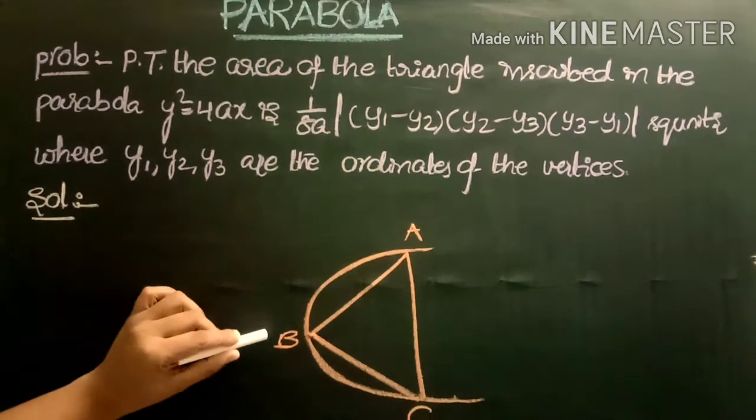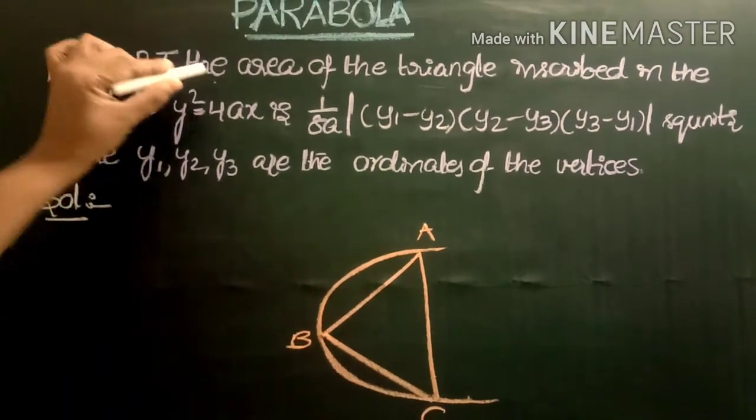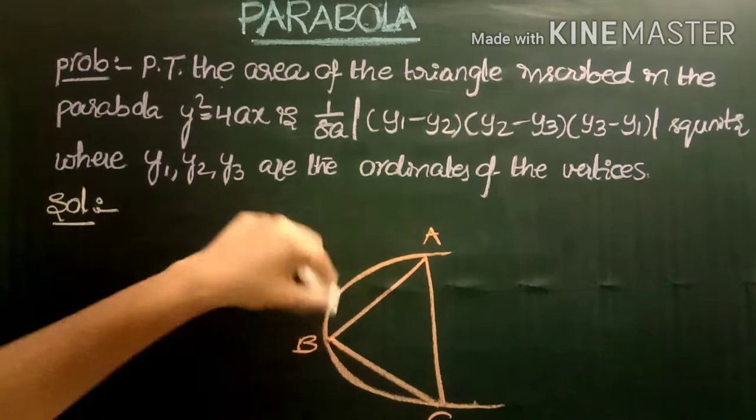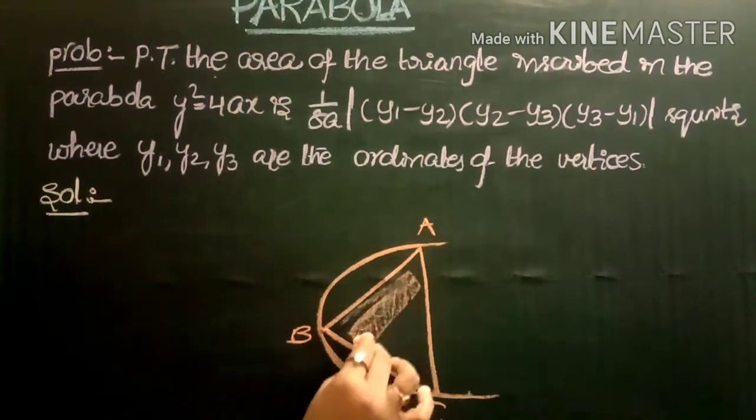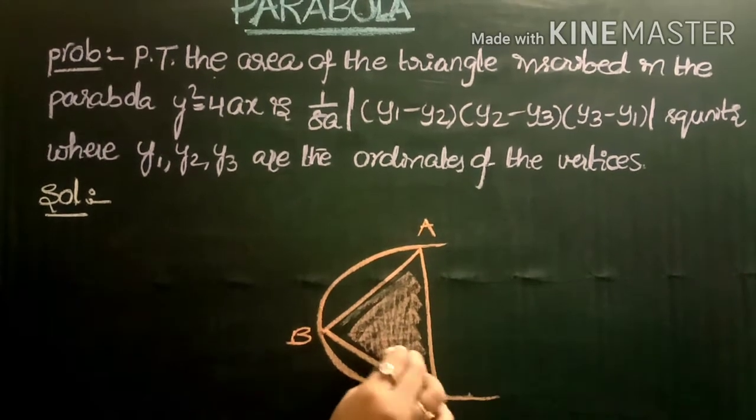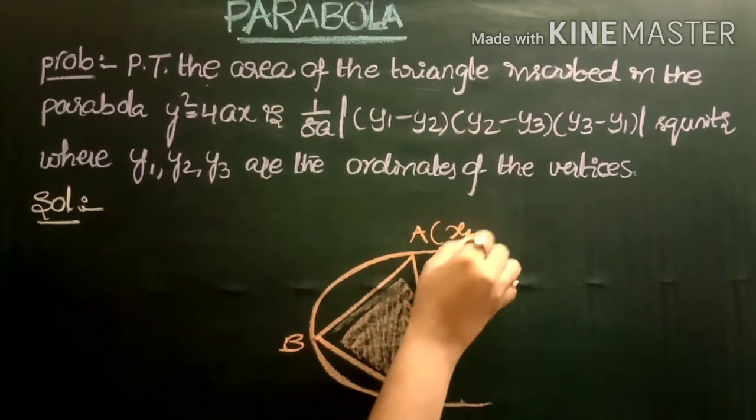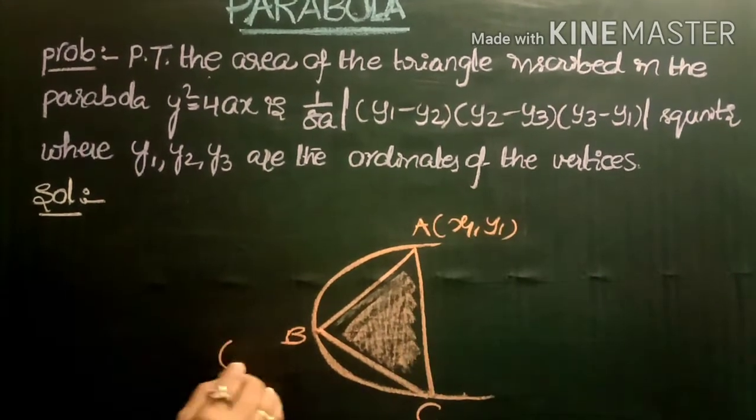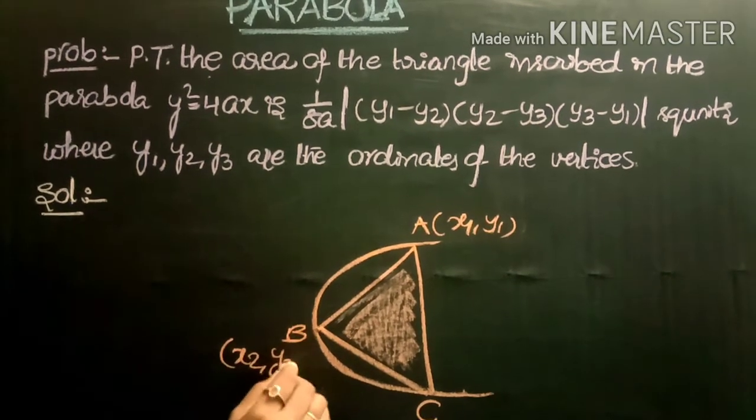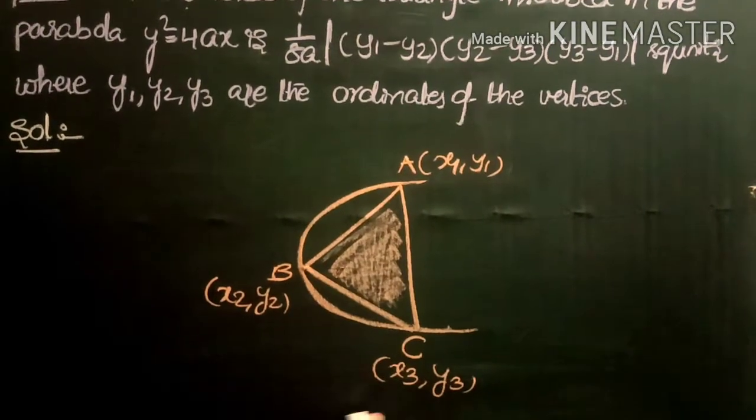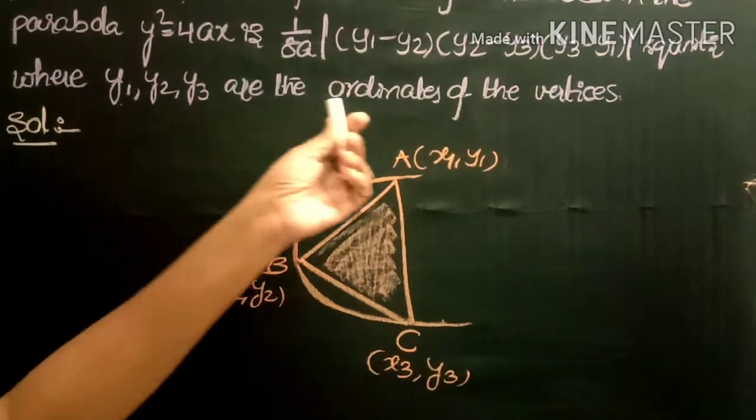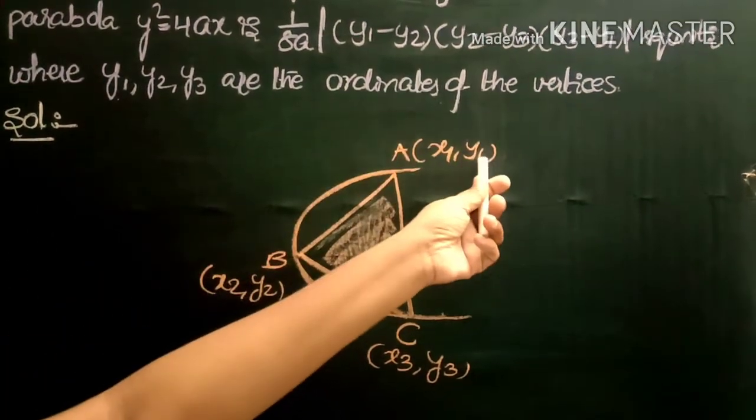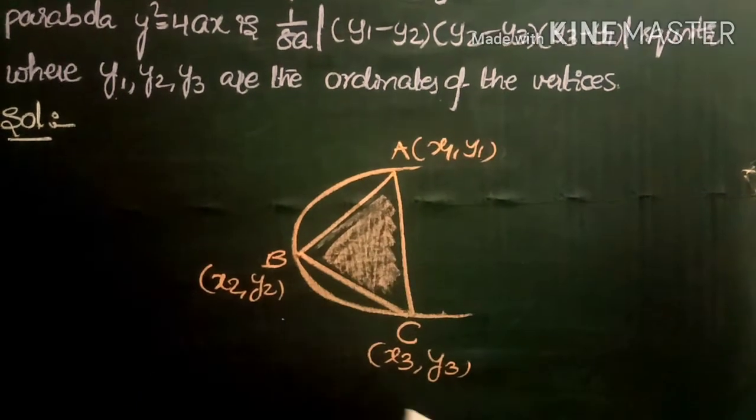So the given question is to find the area of the triangle inscribed in the parabola y square is equal to 4ax. Now we want to find the area of this triangle. So here we take the 3 points as A equals x1, y1, the point B equals x2, y2, and the point C equals x3, y3. Given that y1, y2, y3 are the ordinates of the vertices.